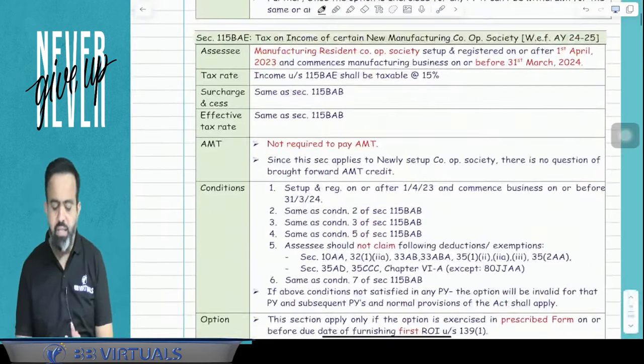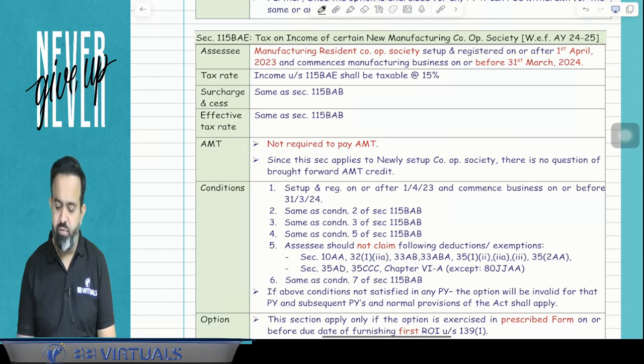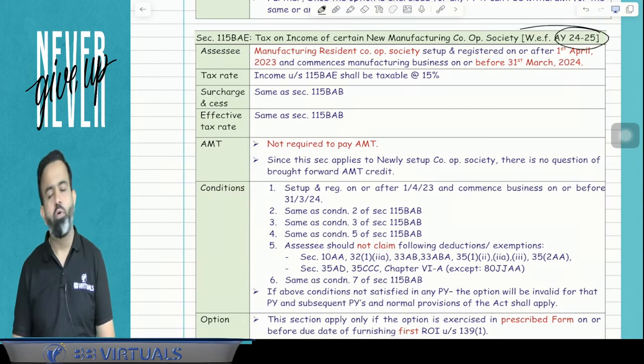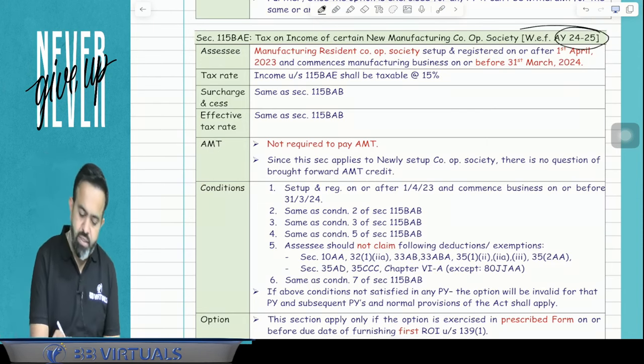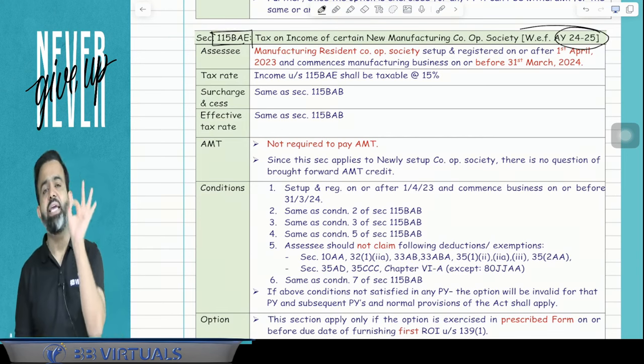Now, guys, in the same line, there is one more new section introduced by the Finance Act 2023, from assessment year 24-25. There is one section, 115BAE.